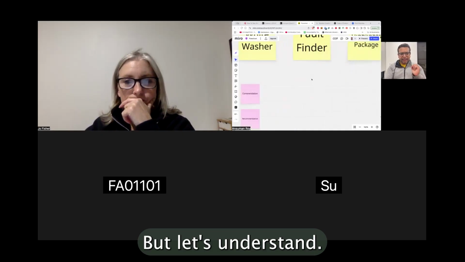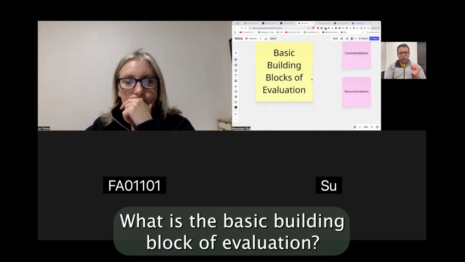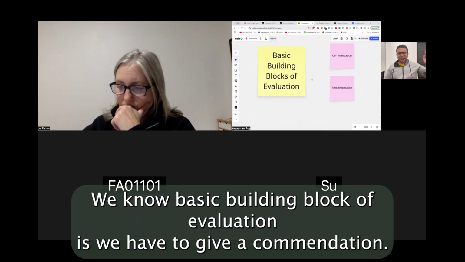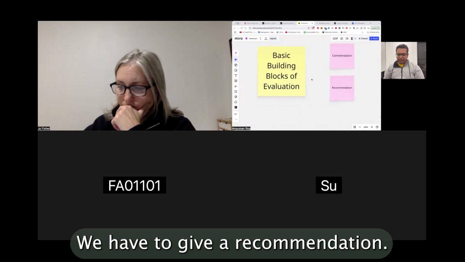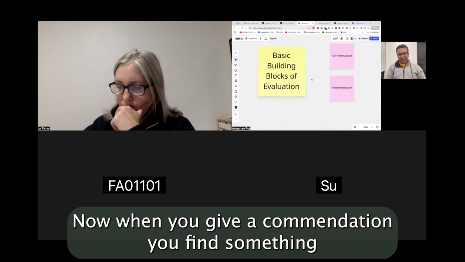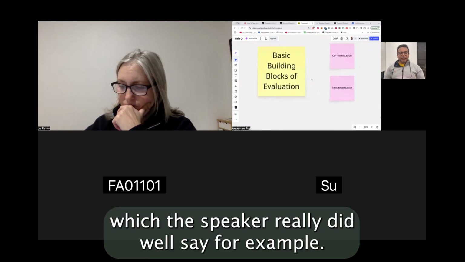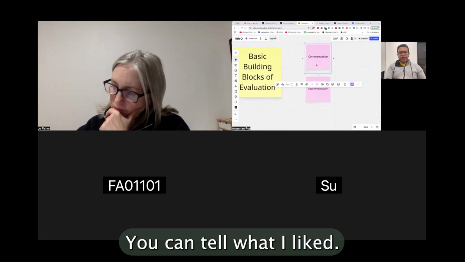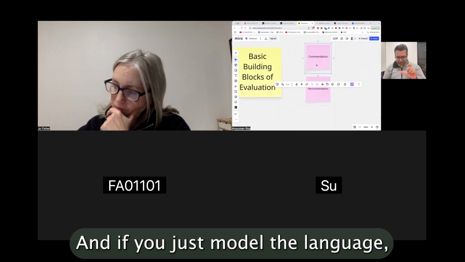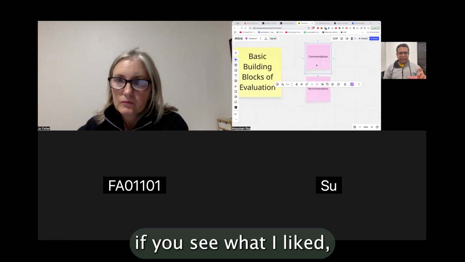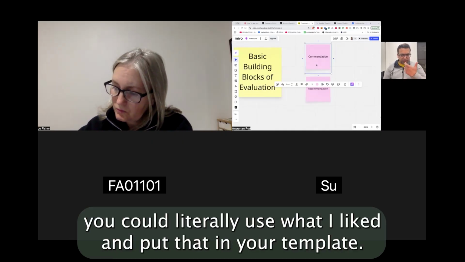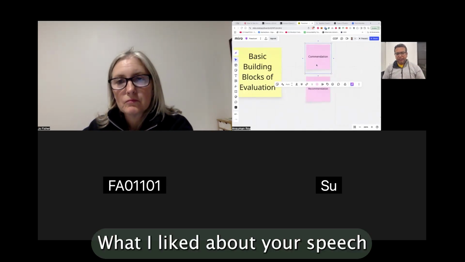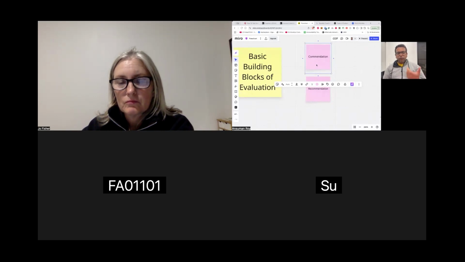But let's understand what is the basic building block of evaluation. We know the building block of evaluation is we have to give a commendation, we have to give a recommendation. Now, when you give a commendation, you find something which the speaker really did well. Say, for example, you can tell what I liked, and if you just model the language, you could literally use "what I liked" and put that in your template. What I liked about your speech was your body language.